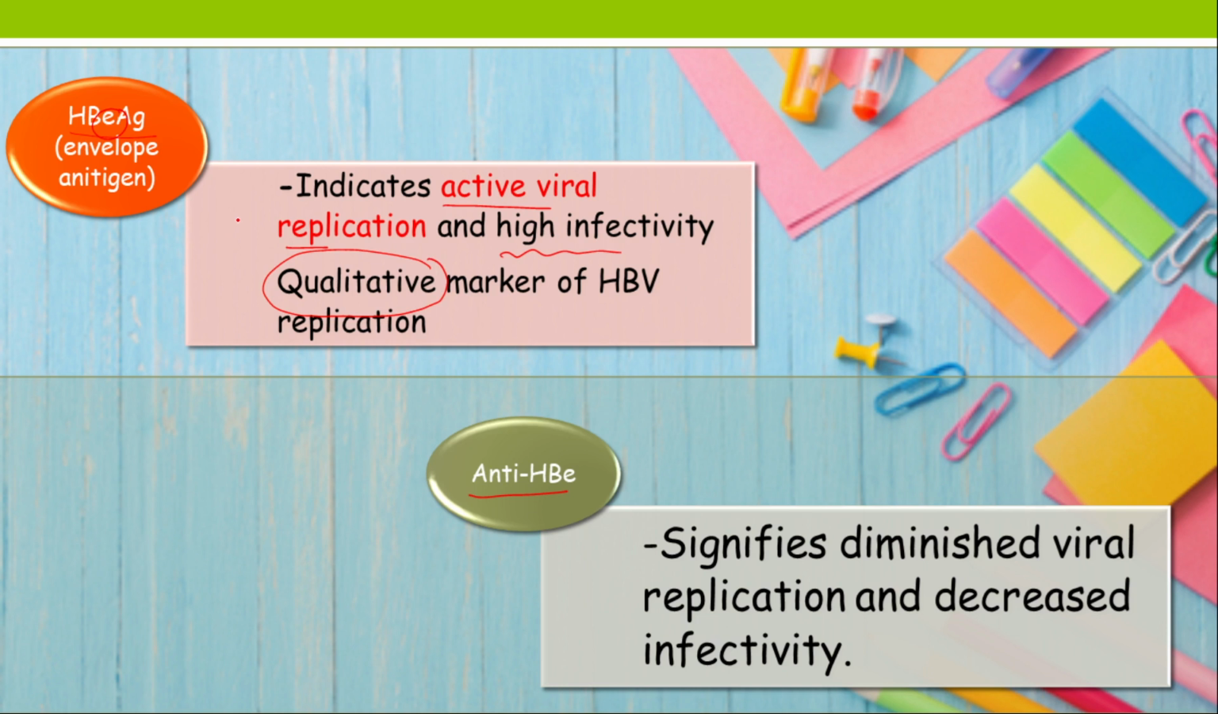If we have to analyze the replication, then we have to go for this antigen only. If the antibody is developing against this antigen, it shows that the replication is going down. Simply, immunity is going high, so the viral replication is diminished and the infectivity is also decreased. This is the simplest explanation for all these three antigens and antibodies appearing in blood. With the help of this, you can easily choose the answer from the MCQs.